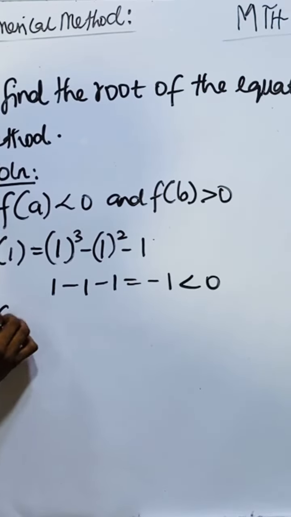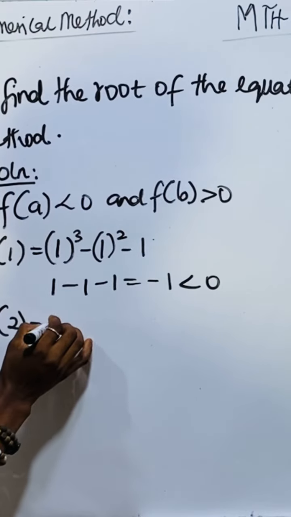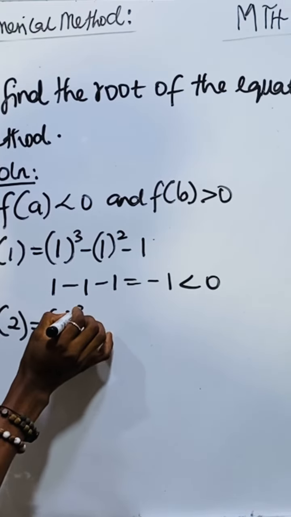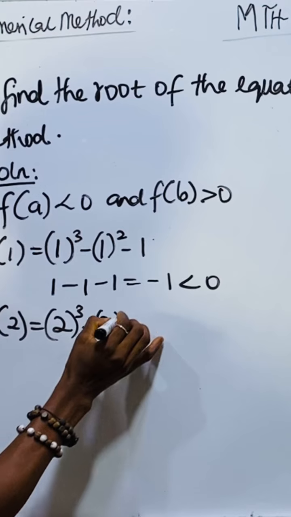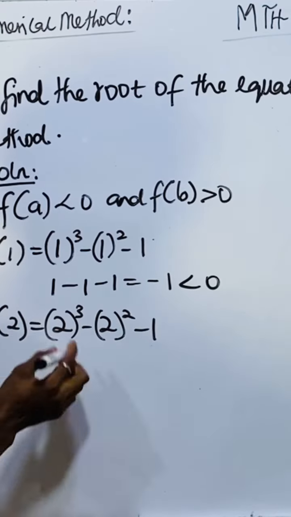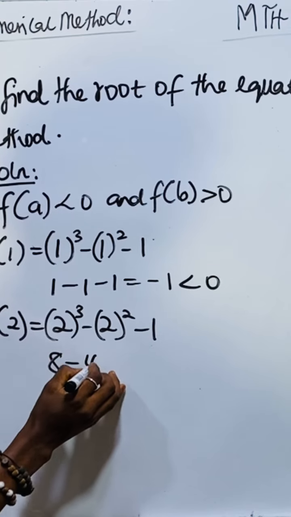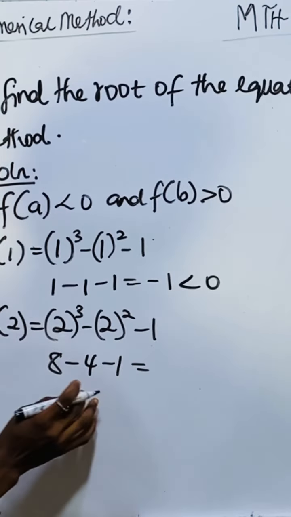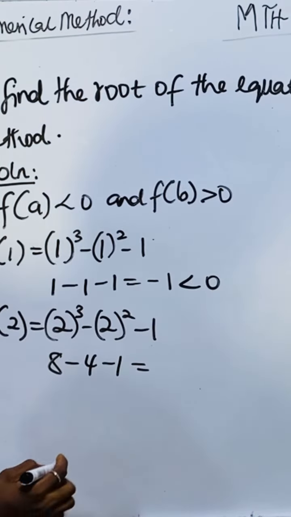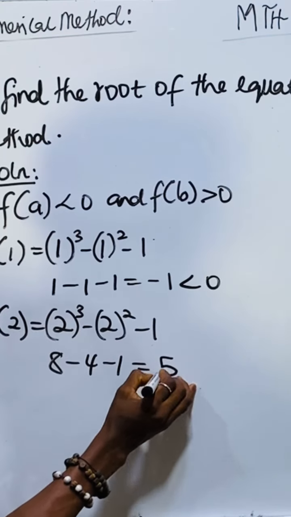So we are going to have f of 2. Let's test it. We have 2 to the power of 3 minus 2 squared minus 1. 2 to the power of 3 is 8, minus 4, minus 1. This gives us 5.